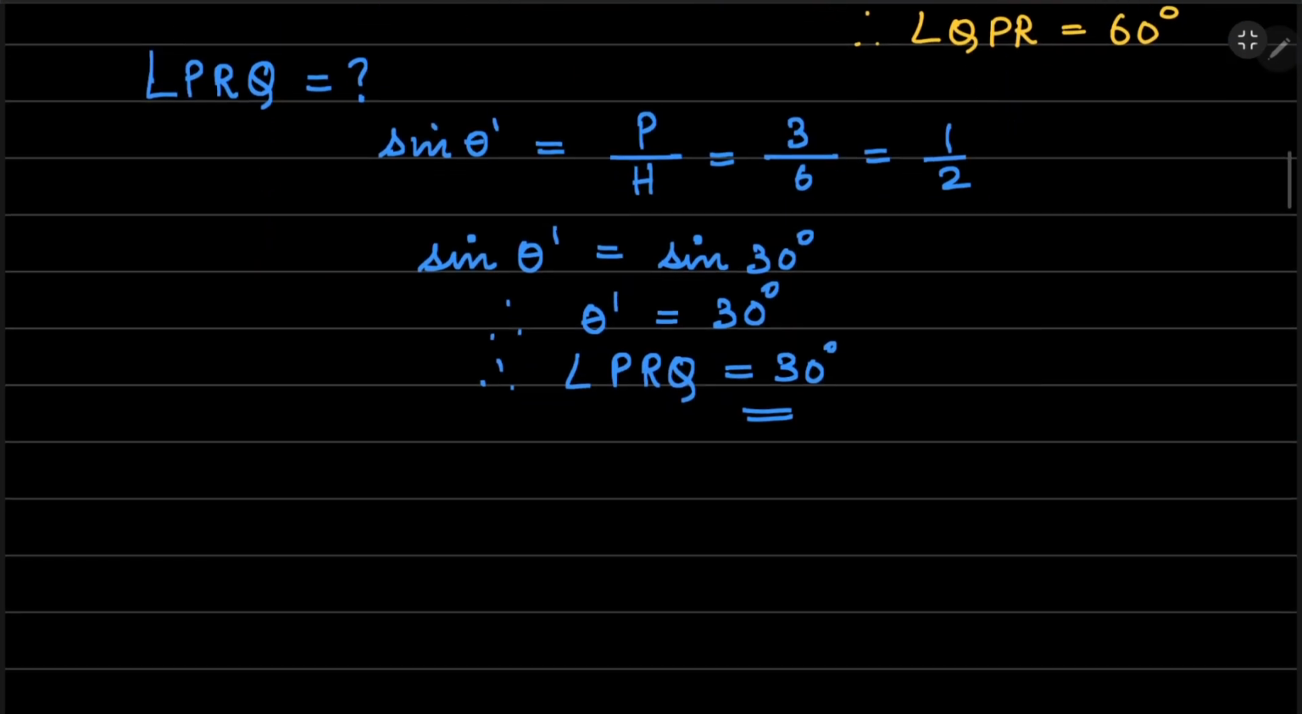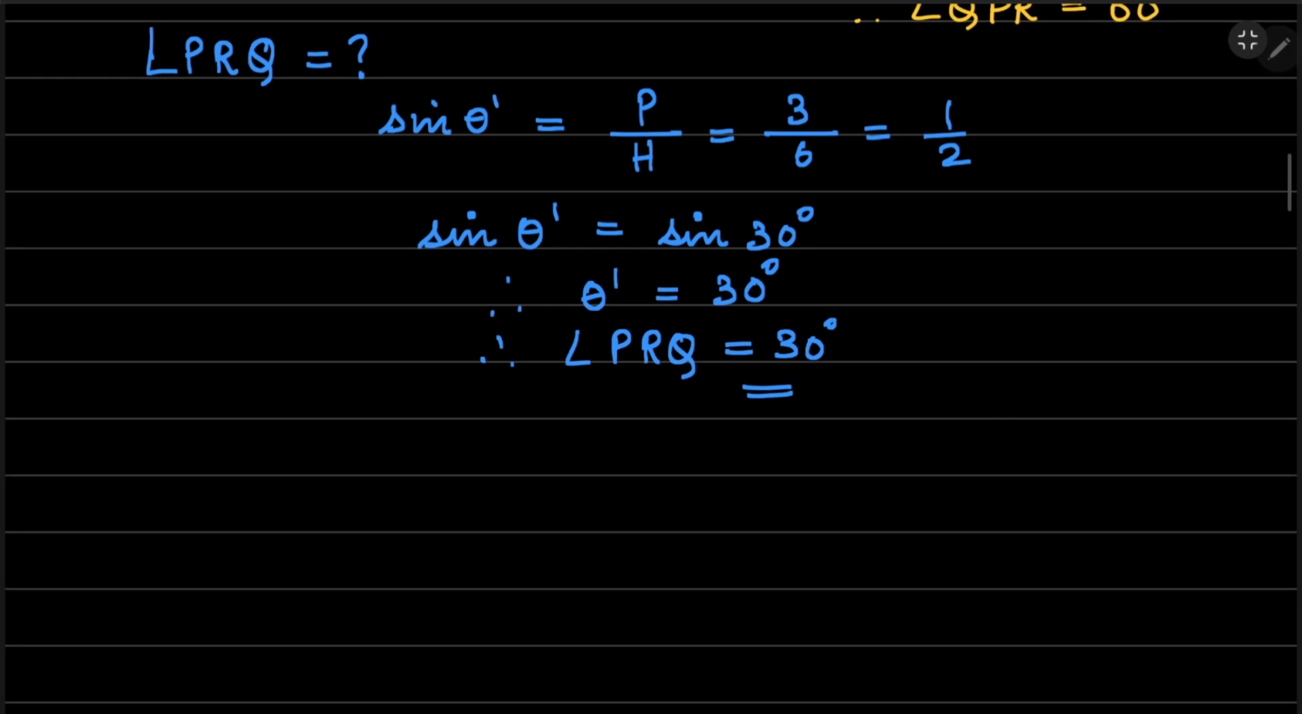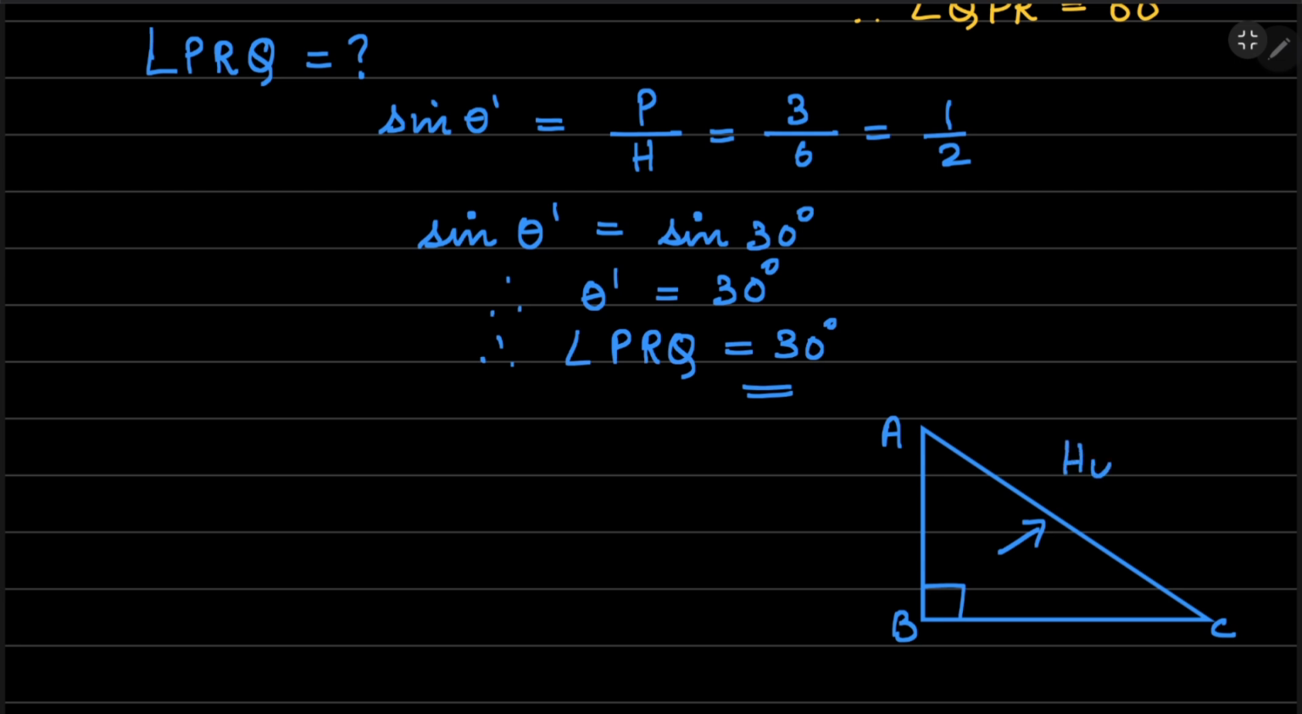So always remember, whenever you have got a right angle triangle, it's very important to correctly identify your perpendicular, your base and your hypotenuse. So let me tell you again. If this is your triangle ABC, right? And if this angle B is your 90 degree, so the side which is right opposite to your 90 degree will be your hypotenuse.